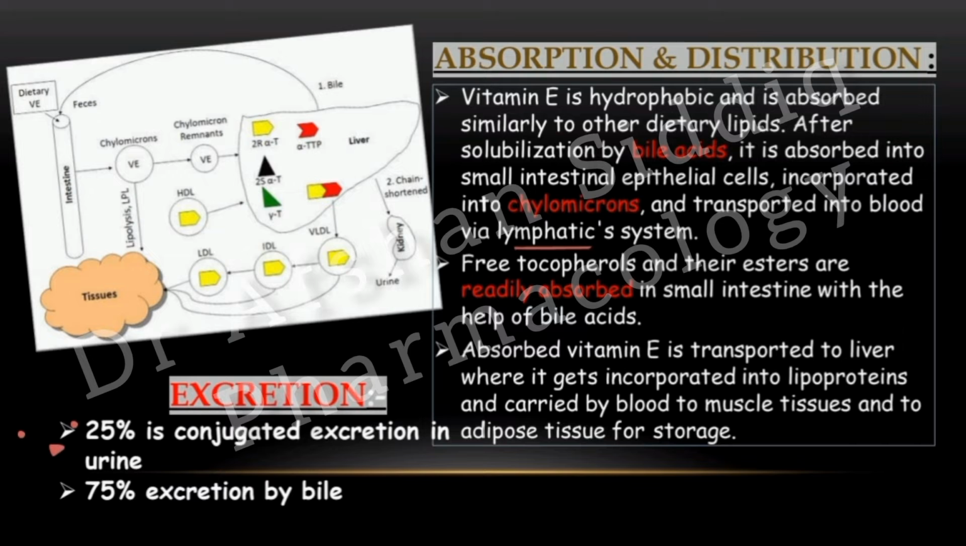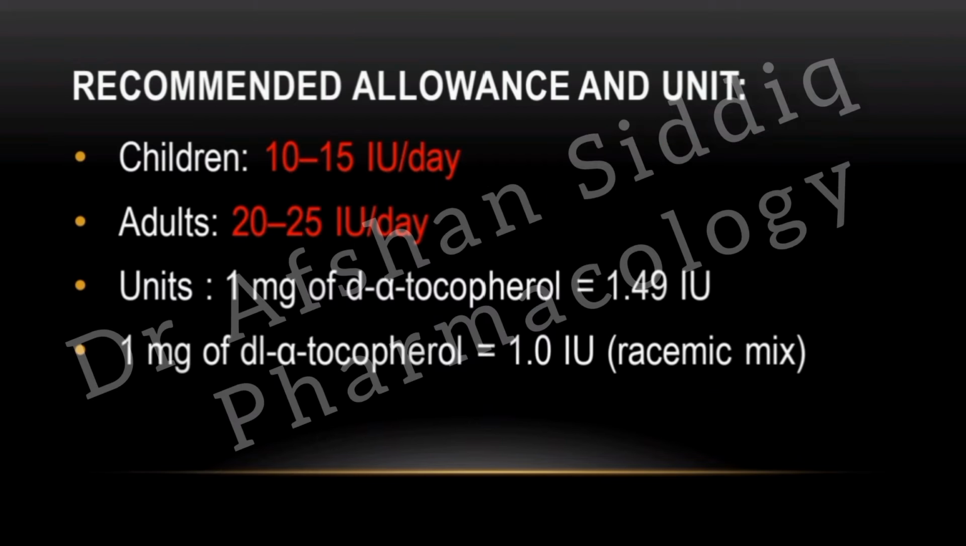Okay, now come to the daily recommended allowance. The daily recommended allowance for children is 10 to 15 international units per day, while for adults, either men or women, 20 to 25 international units per day are required.